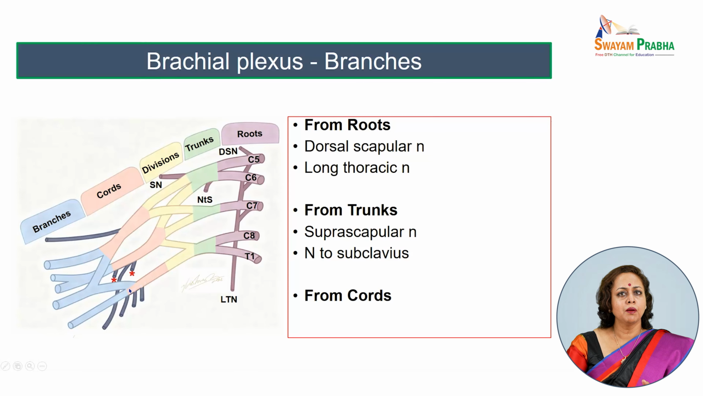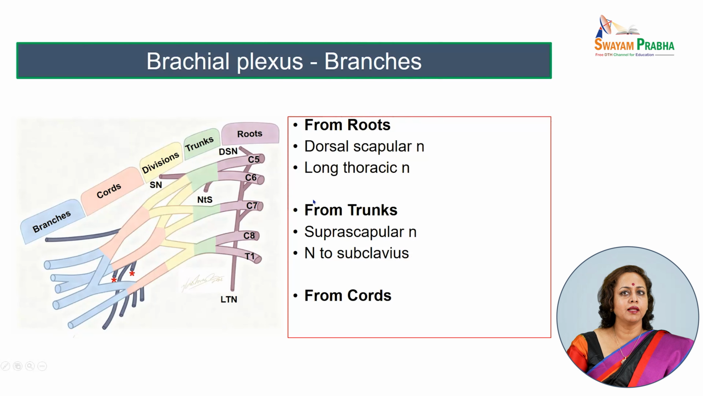Now, each part of the brachial plexus has got branches. For example, here we are saying that the branches that come from roots. So, which are the branches that come from roots? You can see here, C5 gives off the dorsal scapular nerve, and C5, C6 and T1 give off a long nerve which is called long thoracic nerve.